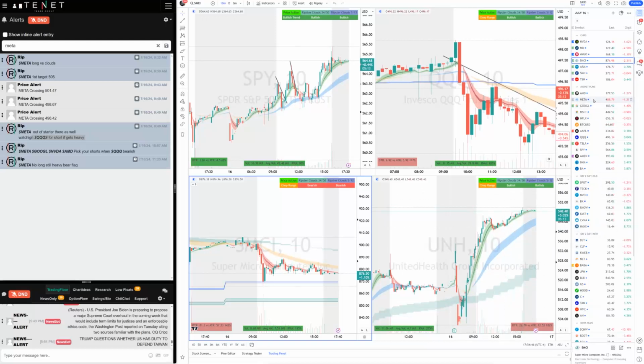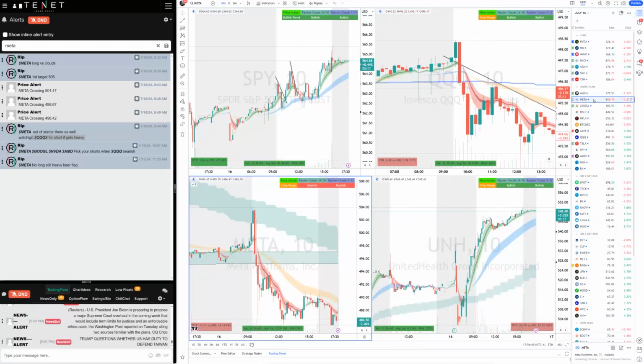If I go through all the stocks one by one, look at the Meta short. I told everybody just short it, and Meta was the fader all day after that. Meta was all day short after that, right?